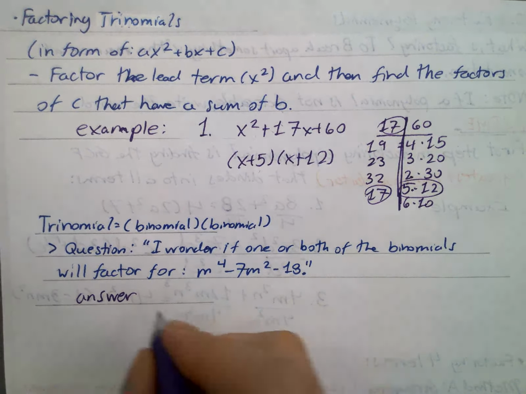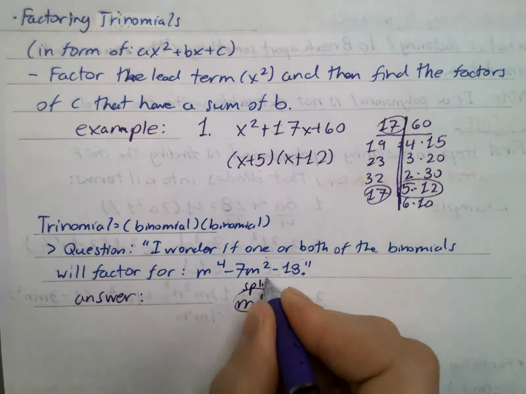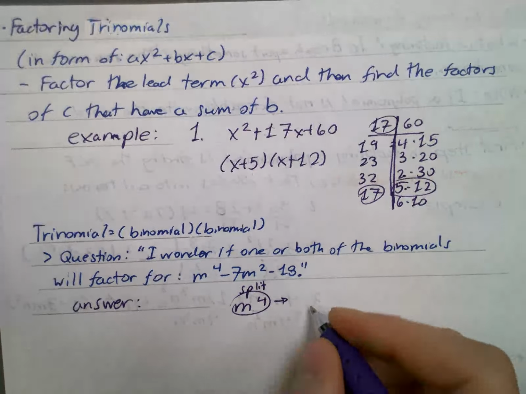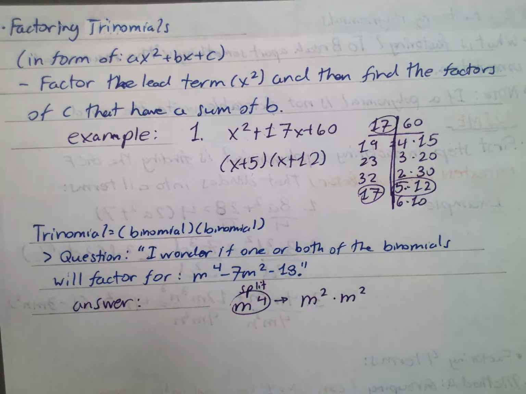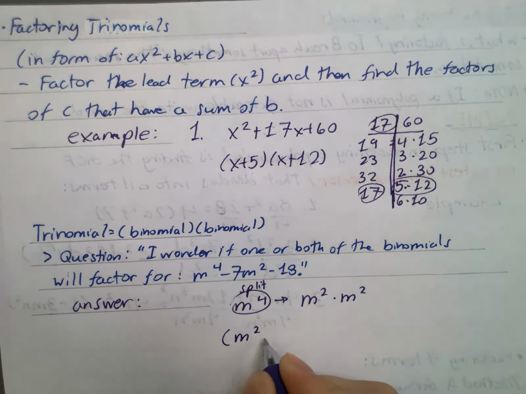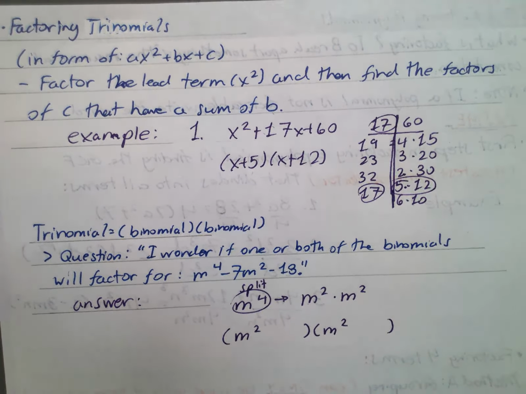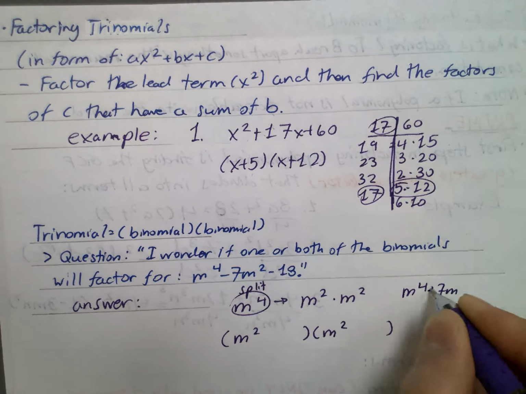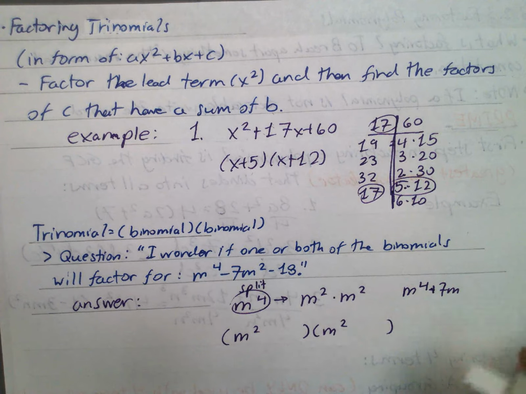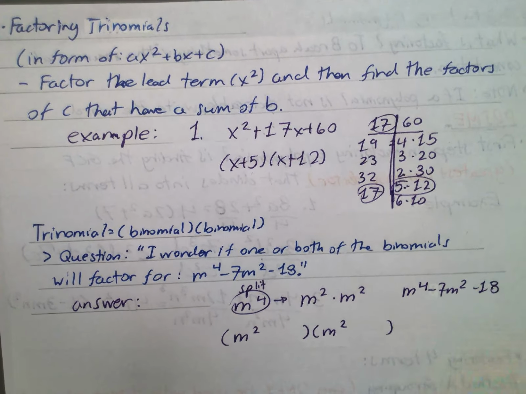So what you're going to do is take m to the fourth and split it so that it becomes m squared times m squared. Now you can work with that. You'll have m squared something times m squared something. Meaning that we're coming from the fact that m to the fourth minus 7m squared minus 18.